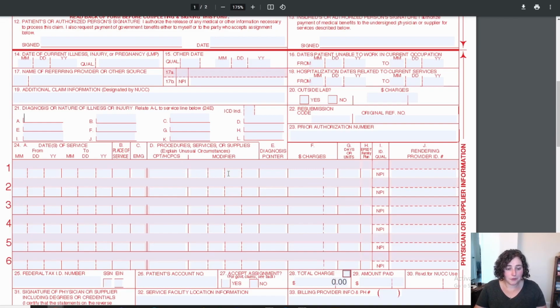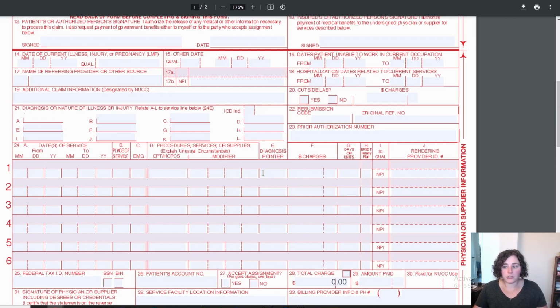C does not have to relate to dietetics. D, so procedures, services, or supplies. So you have the CPT section here. So you would indicate 97802 if it was an initial session for one individual, 97803 if it was a follow-up session for an individual, 97804 if it's a group session, so 2 or more individuals as a group.